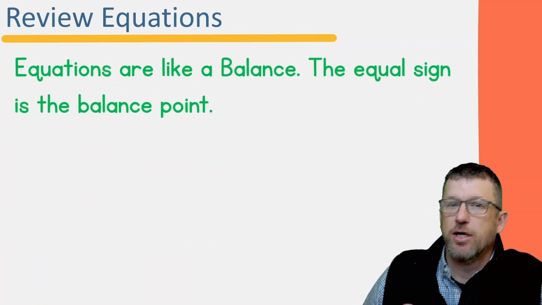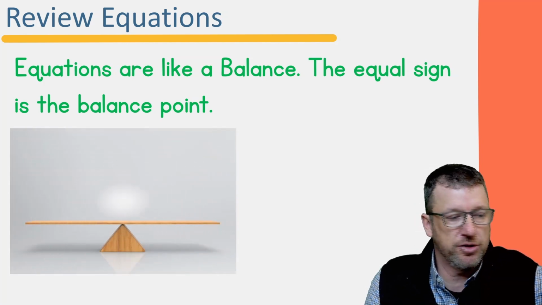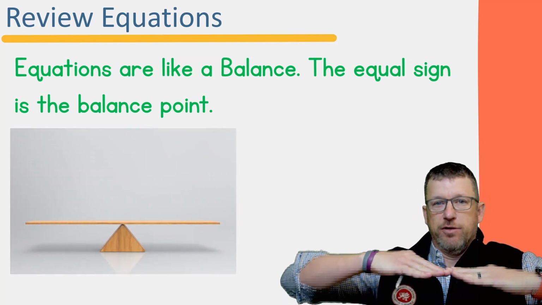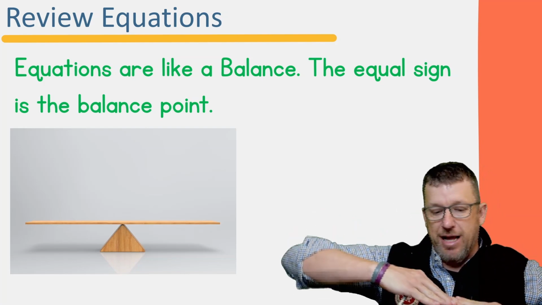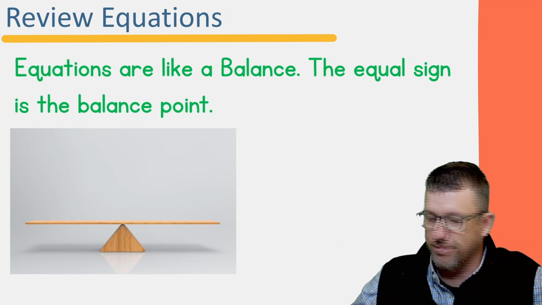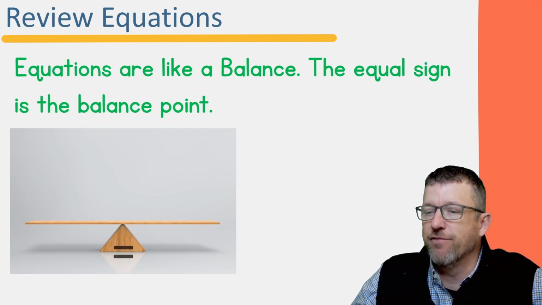Okay, so real quick, what's an equation? Equations are like a balance. The equal sign is the balance point. So we have to understand equations have to stay equal. If we change a value on one side without changing the value on the other side, they become unbalanced and they're no longer equations. They become this other thing called an inequality. We are working with equations, so let's keep everything balanced.